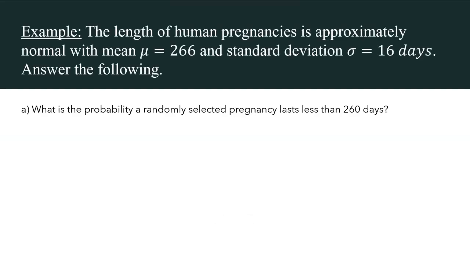So let's look at an example. In this example, the length of human pregnancies is approximately normal with mean mu equal to 266. So this is telling us that our population is distributed normally, with the population mean equal to 266 and the population standard deviation equal to 16 days. And we're going to answer some questions.